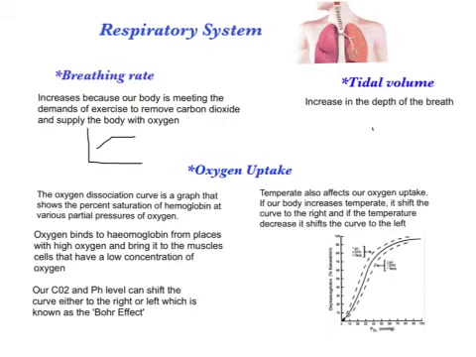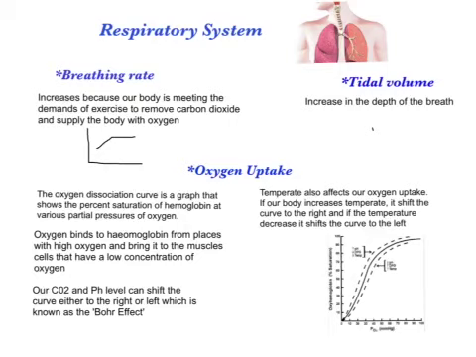And lastly, our oxygen uptake. This can be shown on the oxygen dissociation curve, which is a graph that shows the percentage saturation of hemoglobin and variable partial pressures of oxygen. Oxygen binds to hemoglobin from places with high oxygen and brings it to the muscle cells that have a low concentration of oxygen. Our CO2 levels and our pH levels can shift this curve either to the right or the left, which is known as the Bohr effect.